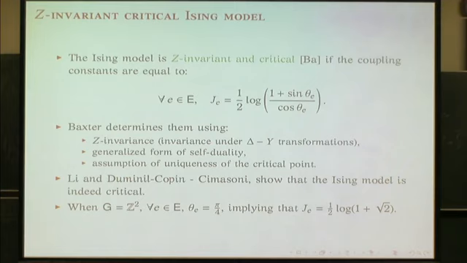And so quite recently, Zhongyang Li and independently Hugo Duminil-Copin and Davide Smirnov showed that actually the Ising model is indeed critical for this choice of weights.